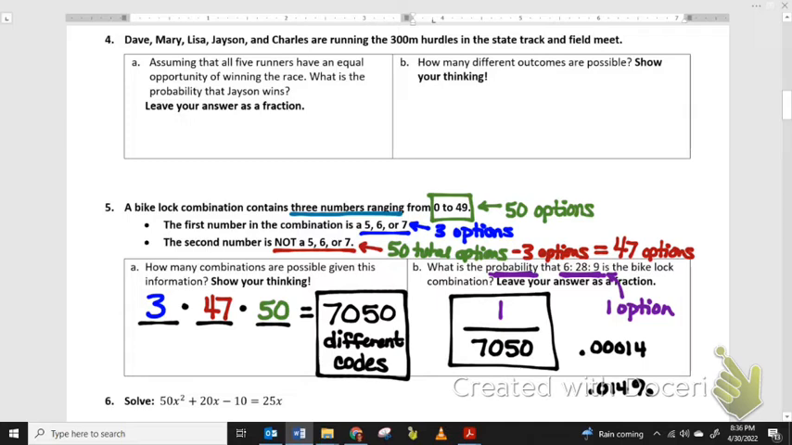So not a very good chance if you're just going to try to guess. What else would you guys like to look at? Which one? Number 4? Absolutely. I had number 4 up. Okay.